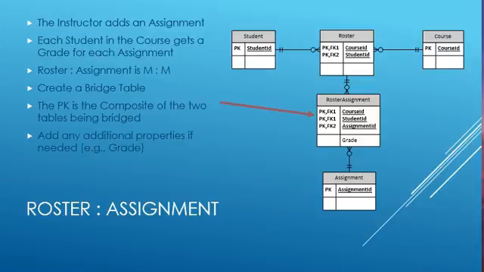At this point, we add any new attributes that we need to the roster assignment table. For example, in this case, we will add the grade because each student in each course for each assignment gets a unique grade. You'll notice that we need all three of the attributes in the primary key to determine the one grade. So as you can see, we can join a table to another bridge table.